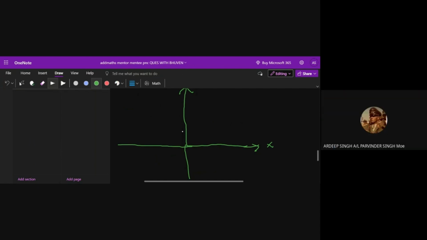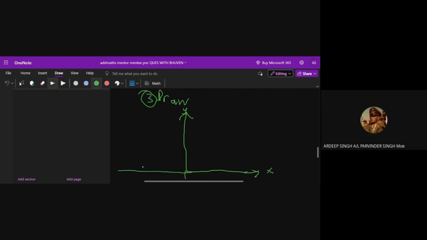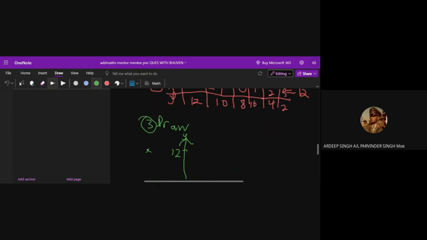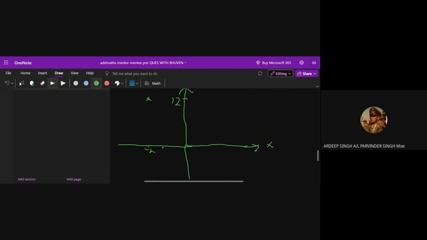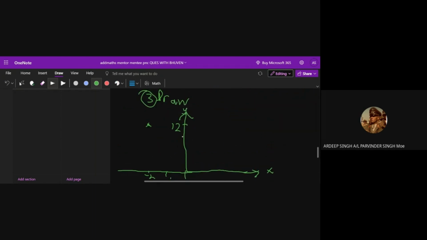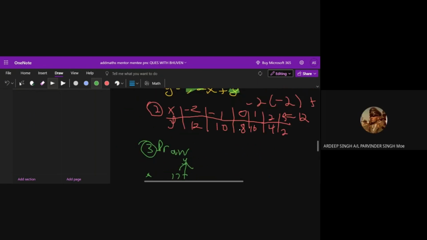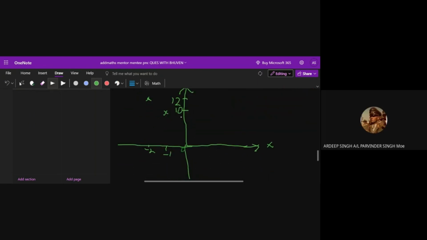So when x is -2, y is 12. So -2 is here, and 12 is, let's say, here. So we plot here first, 12. Then after that, you will have -1. So -1, let's say, is here, and then 10 is here. And then when x is 0, y will be 8 here. Make sure it's on the line here because the x is 0. You all got it?